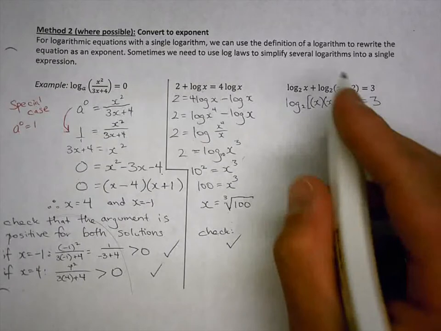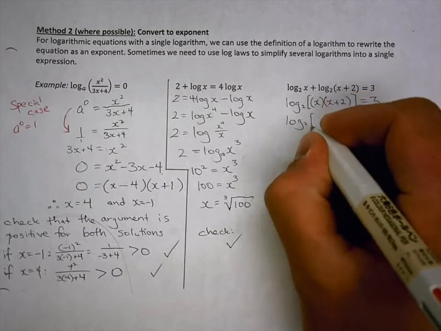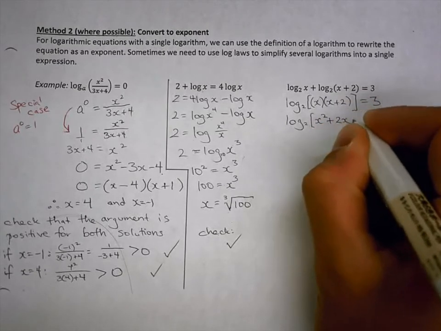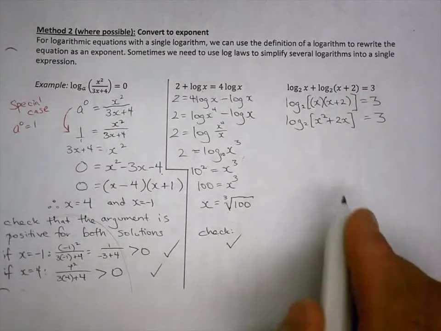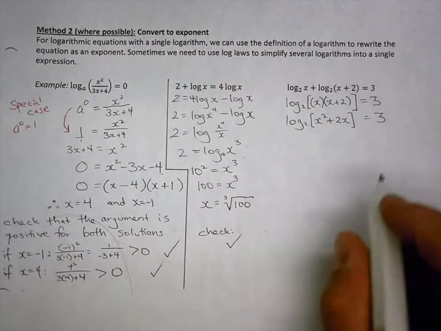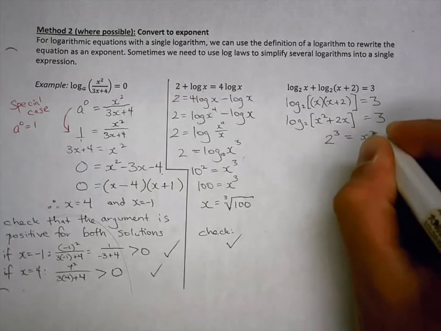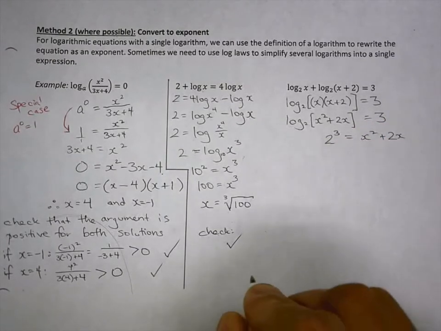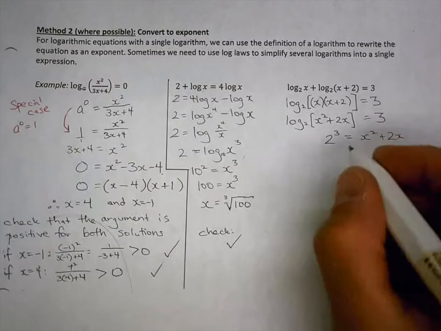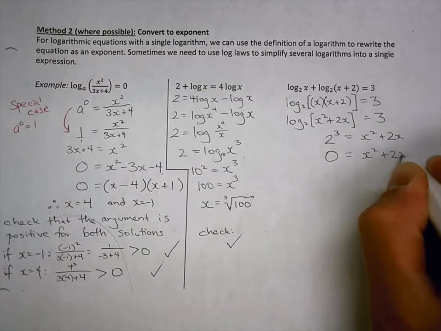And now I can multiply what's in my bracket, so I end up with x squared plus 2x equals 3. Now I have this great situation: log on one side, numbers on the other. It's very easy to rewrite. 2 to the power of 3 is equal to x squared plus 2x. Now 2 times 2 times 2, that's 8. And this is going to be a quadratic, so let me rewrite this.